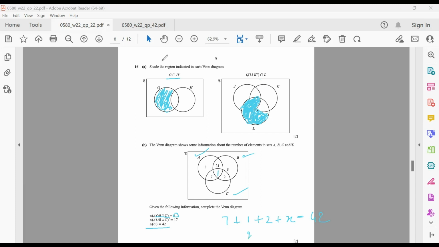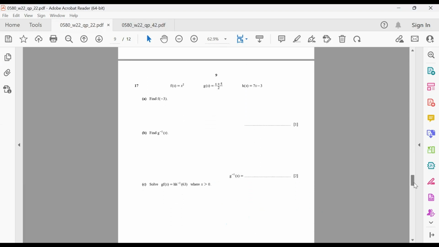So 10 plus 1 plus 2 is equal to 10. Therefore, x should equal 32. So we put 32 in there. Okay, moving on to the next question. Again, the first one is just putting it into the calculator, so let me show you.